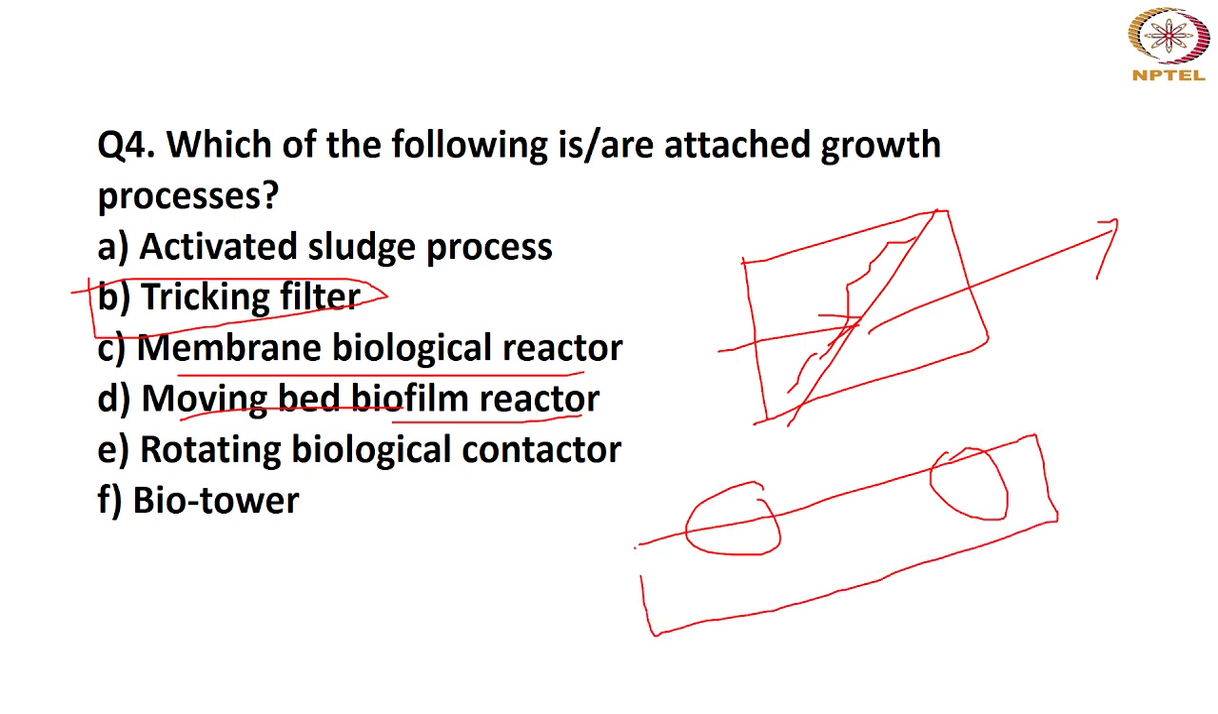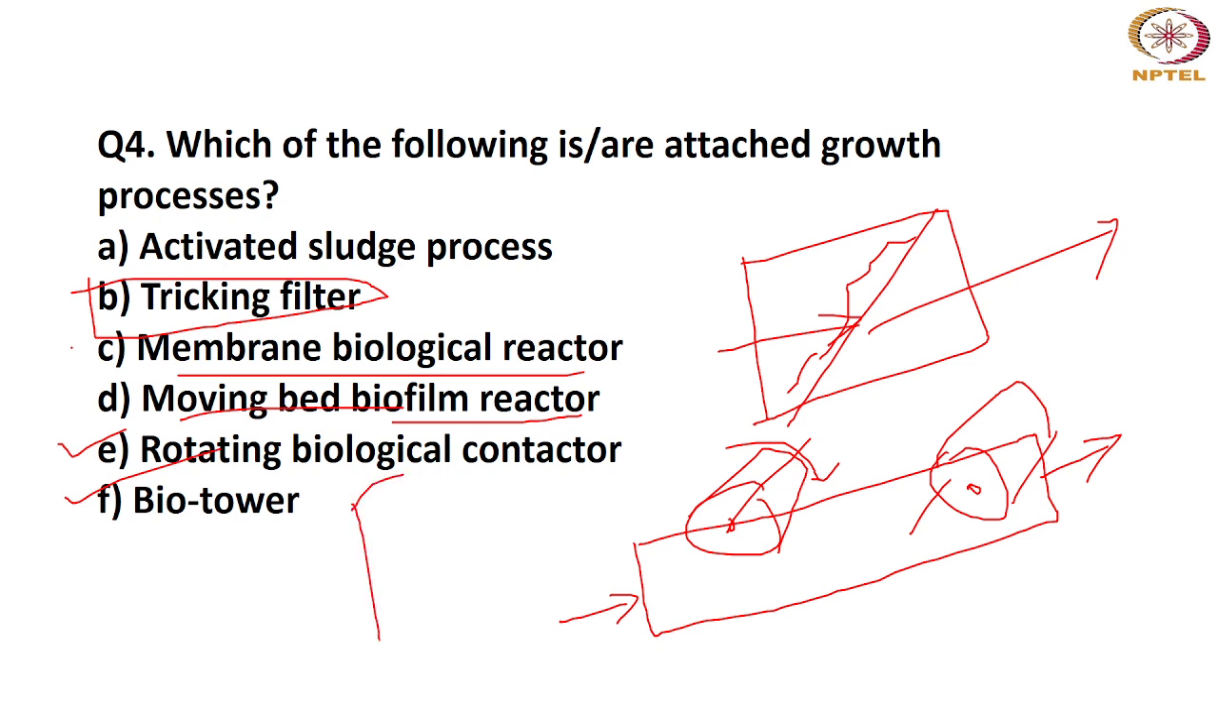Water is coming in this way, it's going out this way, and these are the discs or the rotating contactor which are rotating at a certain speed, a certain velocity. It is rotating like that. So it is also a kind of attached growth system. And then biotower. Biotower is nothing but some advanced kind of trickling filter, you can say.